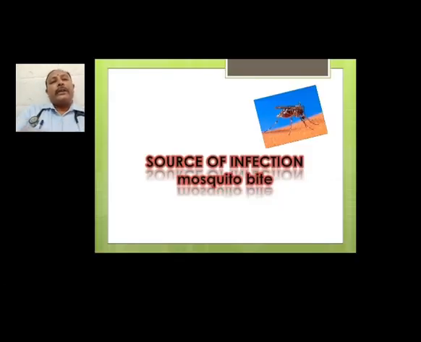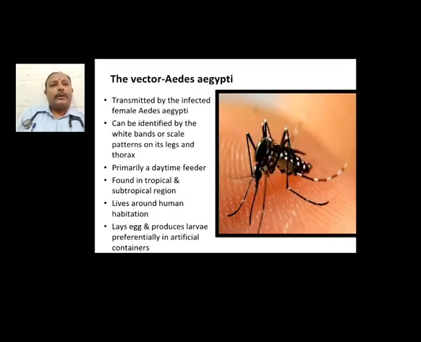Now, the source of infection is a mosquito bite. Like malarial fever, which is also caused by a mosquito bite, dengue fever is also caused by the bite of a mosquito. So, the vector for dengue fever is Aedes aegypti. Dengue fever is transmitted by the infected female Aedes aegypti, which can be identified by white bands or scale patterns on the legs and thorax. Due to this scaling, it is also called a tiger mosquito.